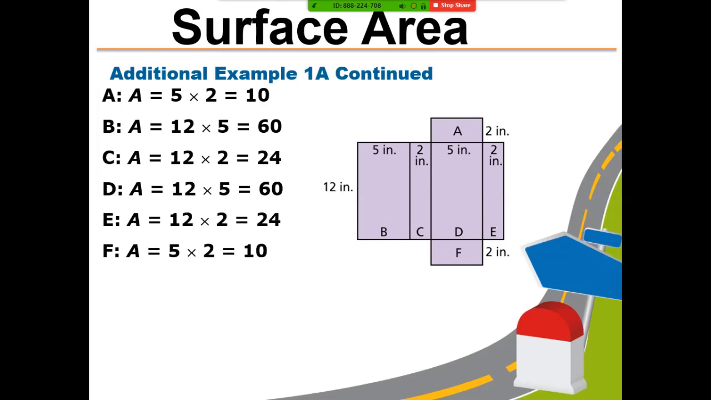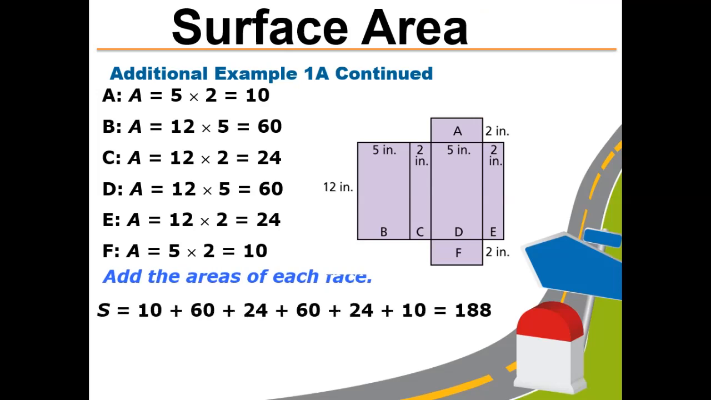Now, what I did, I calculated the area of each figure separately. Then it's easy for me because I have rectangles. I can calculate the area of a rectangle using the formula length multiply width, right? Now, after writing each area, what I'm going to do now is add all of them together. 10 plus 60 plus 24 plus 60 plus 24 plus 10 equals 188. And don't forget to write down the unit. Okay, it's very important.